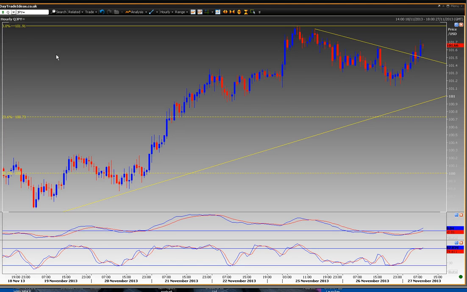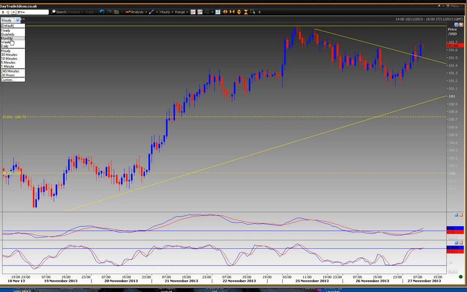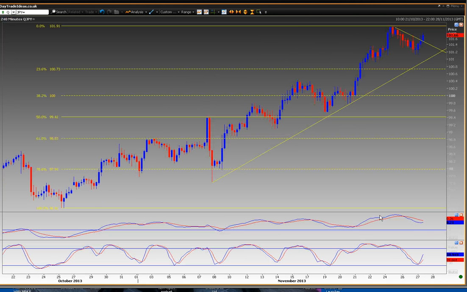You can see the hourly chart's also getting quite overbought there. Just flick back to the 4 hour. 4 hour's a little bit more positive. Anyway, just watch that 101.80, 90 area. That'll determine where we go for the rest of the week, I think.